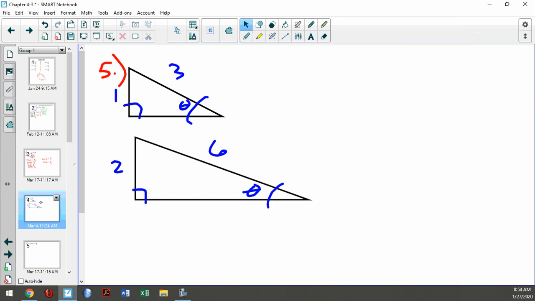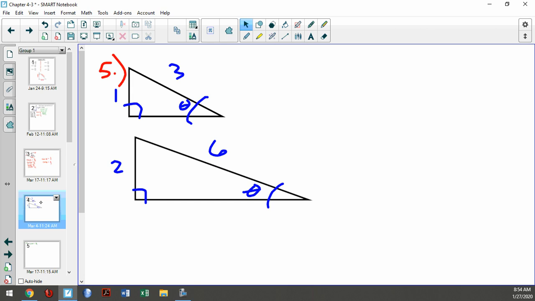5 through 8 says find the exact values of the 6 trigonometric functions of the angle theta for each of the triangles. Explain why the function values are the same. Now for number 5, they give you 2 triangles. What do you notice about those two triangles? One's a smaller version of the other. What does that mean?